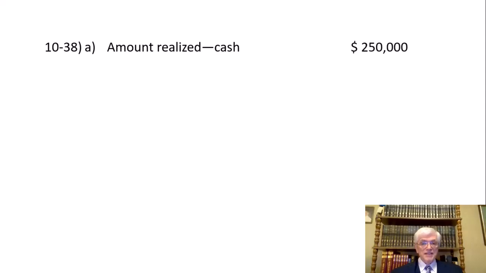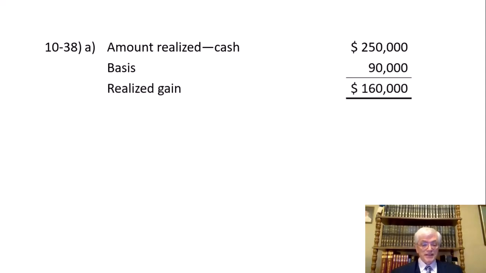There are no liabilities, so that's it. Her basis in the partnership interest is $90,000, so she has a realized gain of $160,000. Half of that, $80,000, will be ordinary income because that's her share of the accounts receivable. The other half will be capital gain.